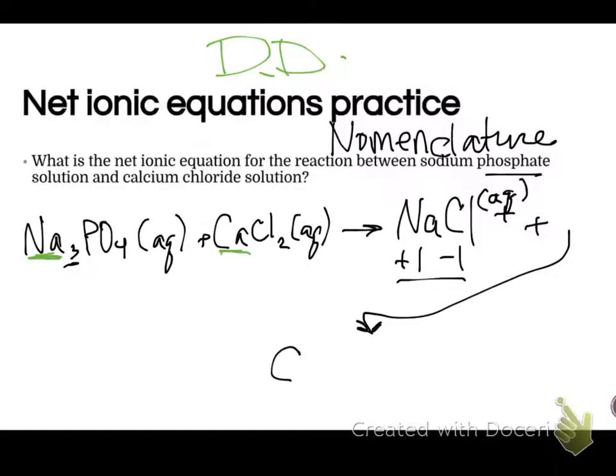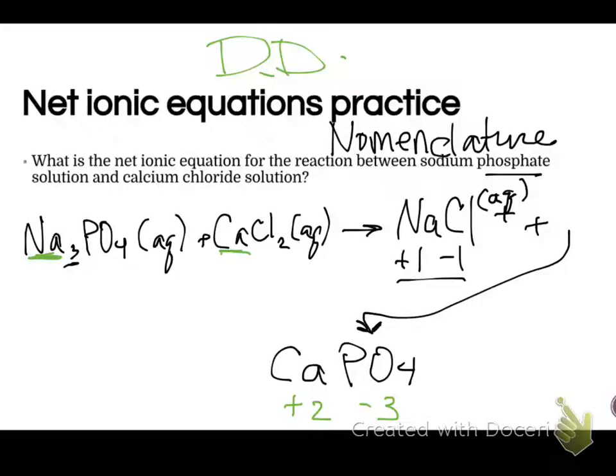So calcium is going to get paired up with the anion from the original sodium compound. That means calcium and phosphate are going to pair up. We said that phosphate has a -3 charge and calcium has a +2 charge. So those are not balanced.